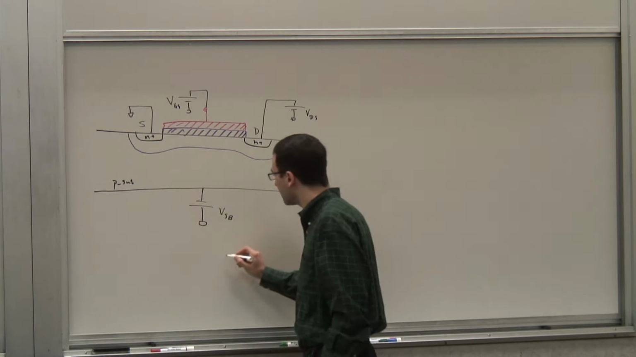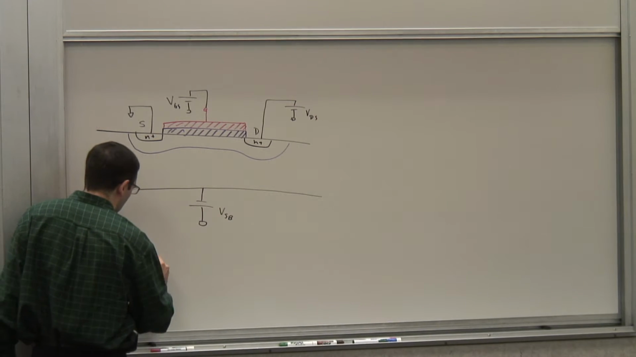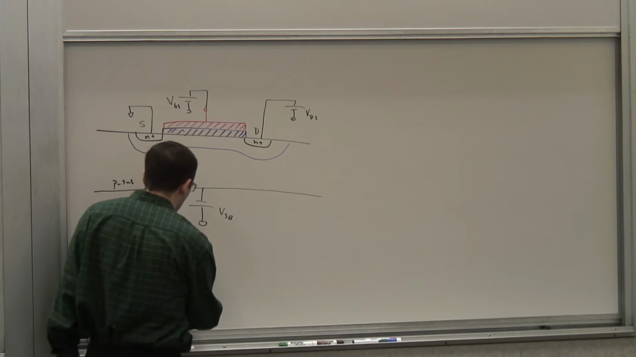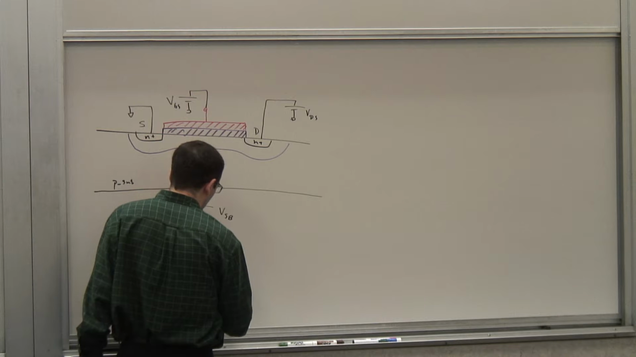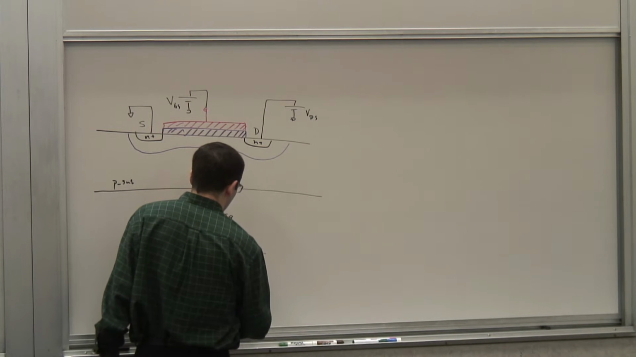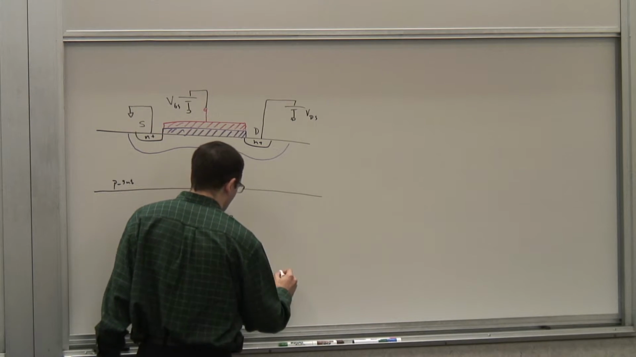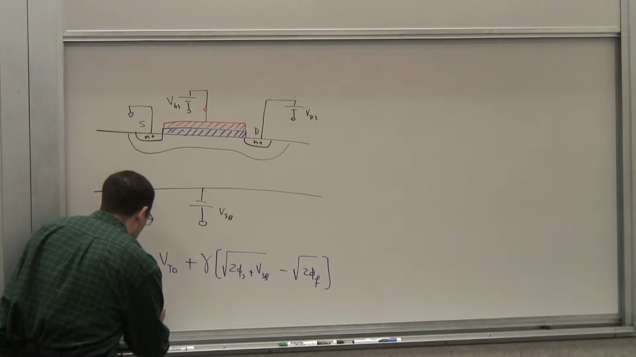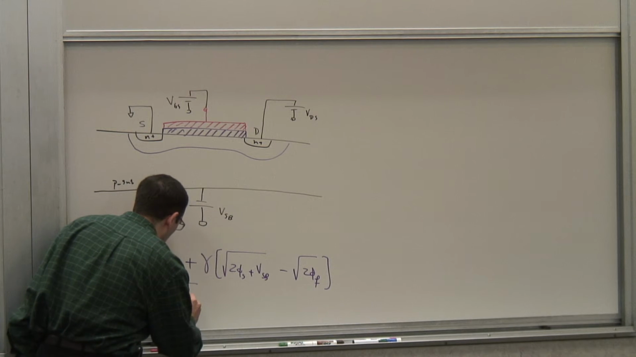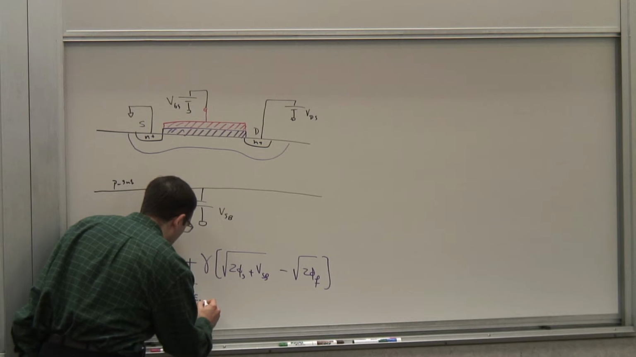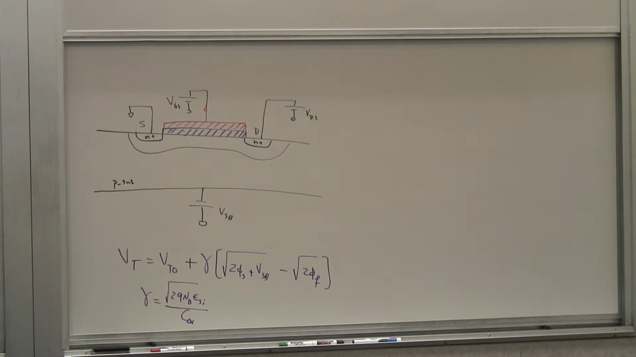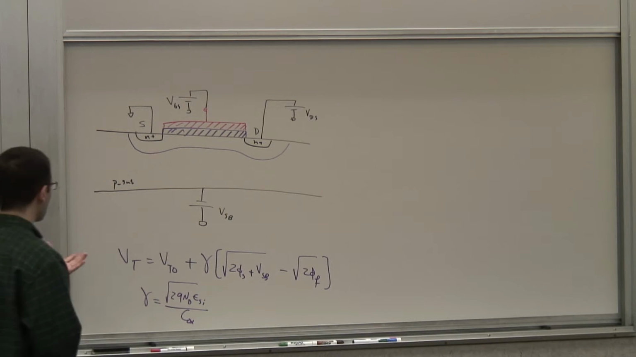So we saw that the actual threshold voltage that we had was VT0, which was the threshold voltage without the body effect, plus, you can write it in the following form: gamma times the square root of 2φF plus VSB, minus the square root of 2φF. And we knew gamma was the square root of 2qNA epsilon silicon over Cox. Okay? Alright. So that's what the threshold voltage was.